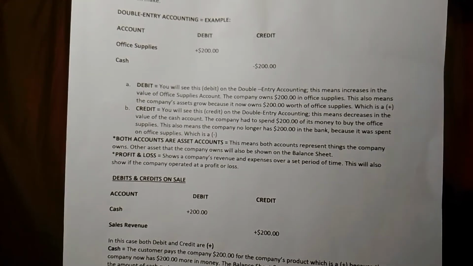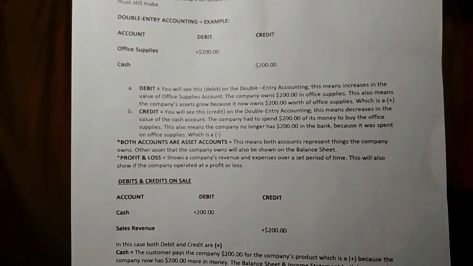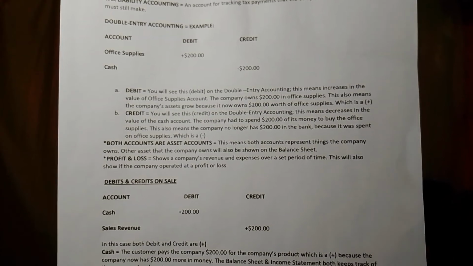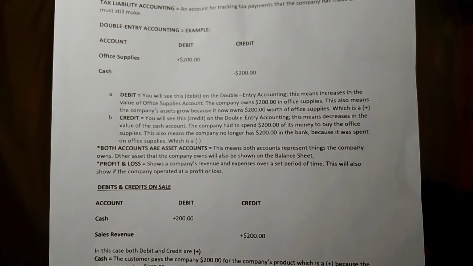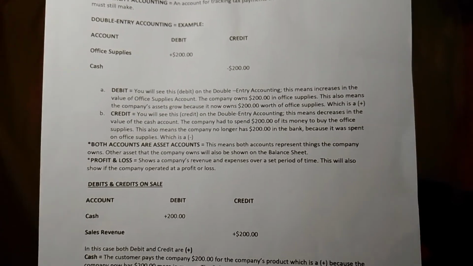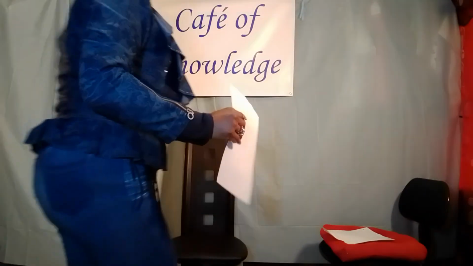And you look at the whole sheet, because you remember the first one is double entry accounting, and that's an example of how to do that. And then the bottom part is debit and credit on sales, and it shows you how to do that. And you can screenshot that. I just gave you now how to do double entry accounting and how to do your debit credit on sale accounting.